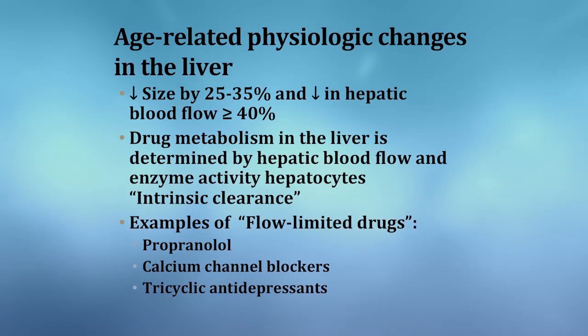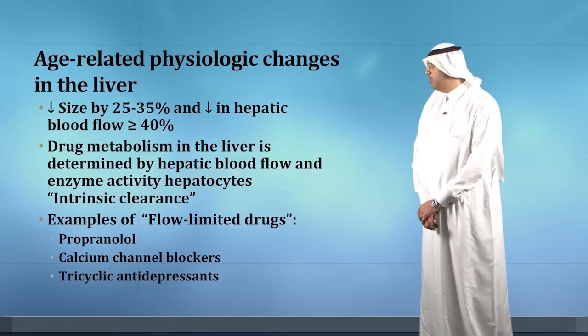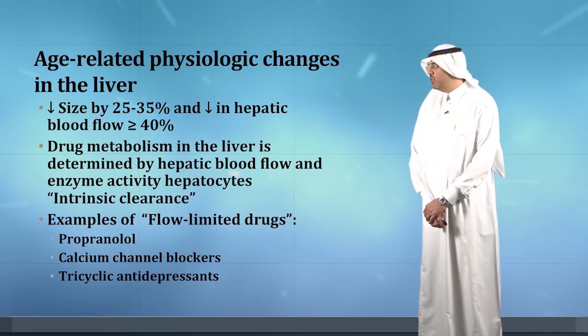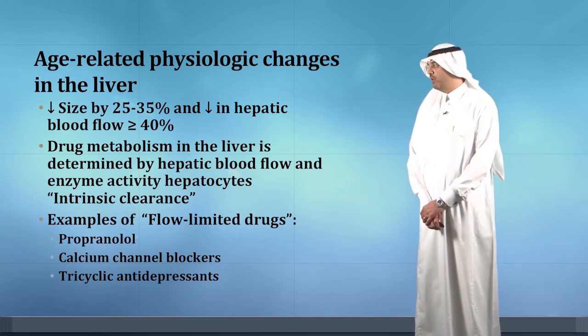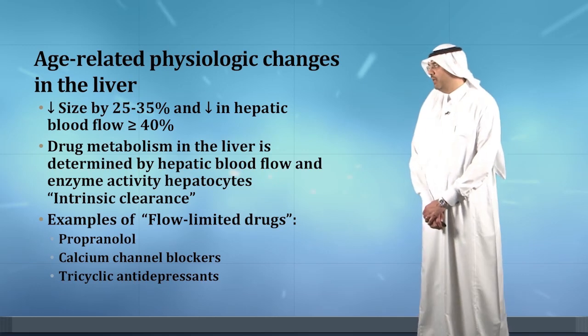What are the changes that are usually associated with aging in the liver? We can see a reduction in size by approximately 25 to 35%, and also a decrease in hepatic blood flow of more than or equal to 40%. The drug metabolism in the liver is usually determined by the hepatic blood flow and enzyme activity of hepatocytes, which is called the intrinsic clearance. Examples of flow-limited drugs include propranolol, calcium channel blockers, and the tricyclic antidepressant medications.